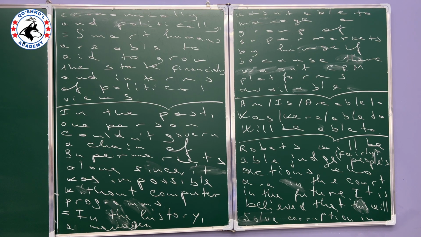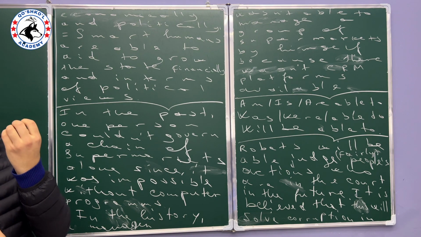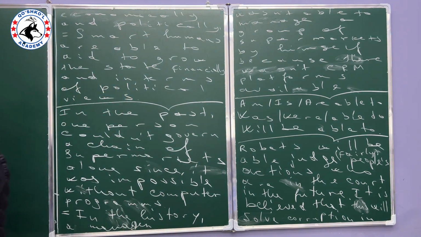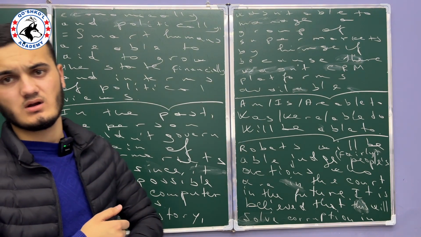To solve these issues, many scientists believe that AI can be used in this sphere. Artificial intelligence, robots, or special programs can hear the words of people, observe the situation from the beginning till the end, and judge legally and fairly in those moments. What do you think? Will it be real in the future or not?